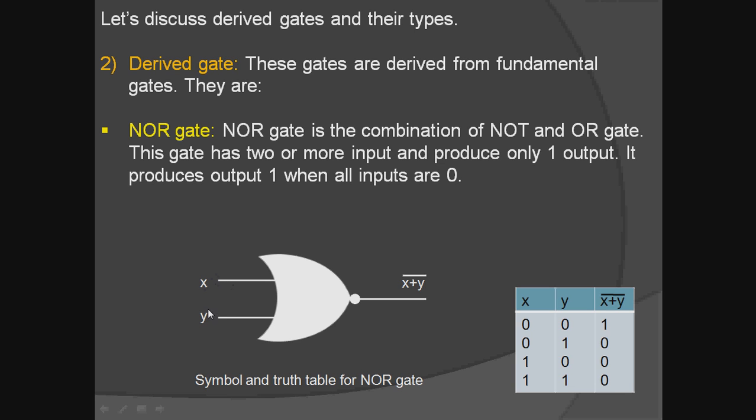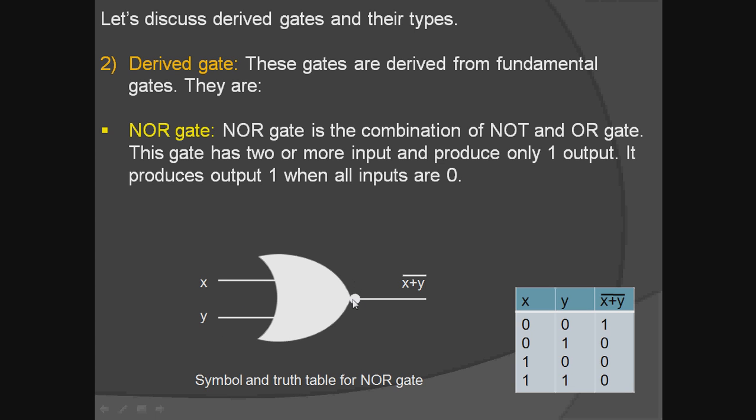suppose 0 and 0, right? Now the OR gate will add the values, so that is x plus y. You just forget the circle for the time being. So x plus y, 0 plus 0, is 0.